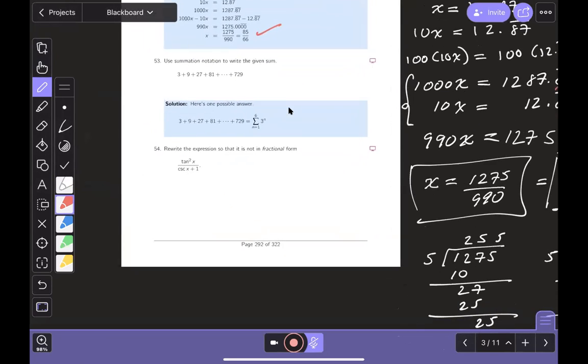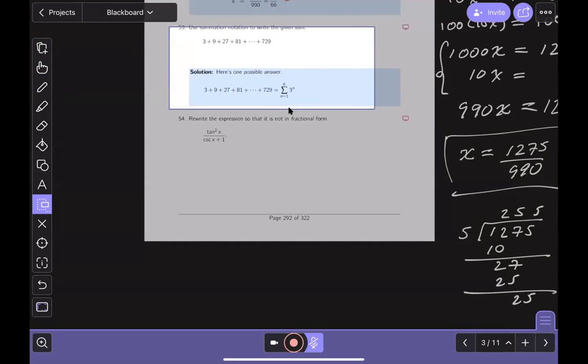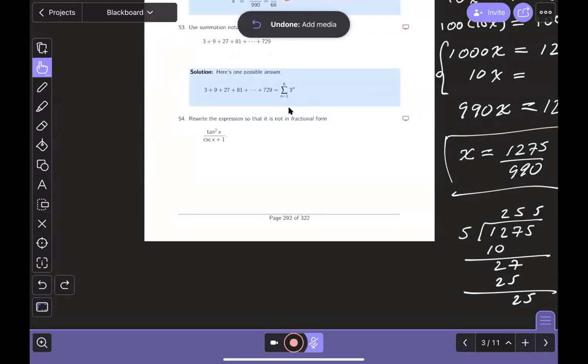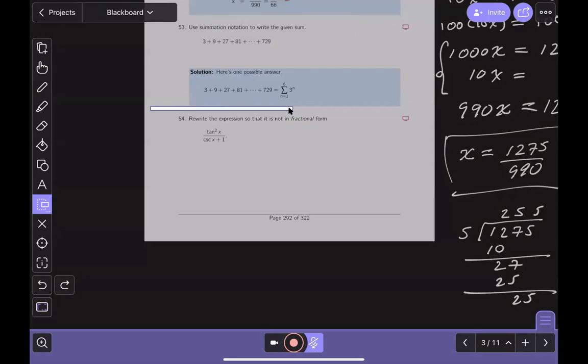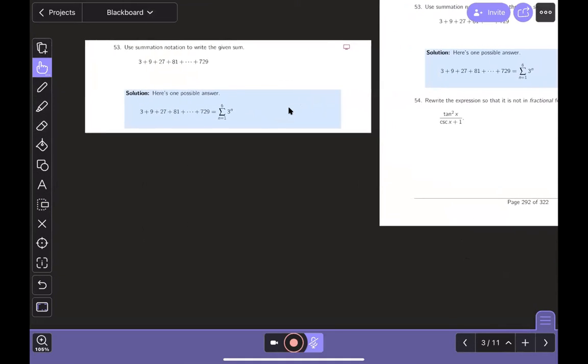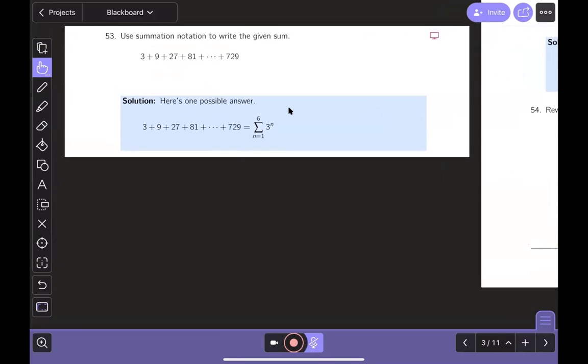Let's go to 53. And 53, I'm going to pull this one to the side. Whoops, I made a mistake there. Sorry about that. And I'm going to push this over here. Let me blow this up. Okay. They want me to use summation notation for this.